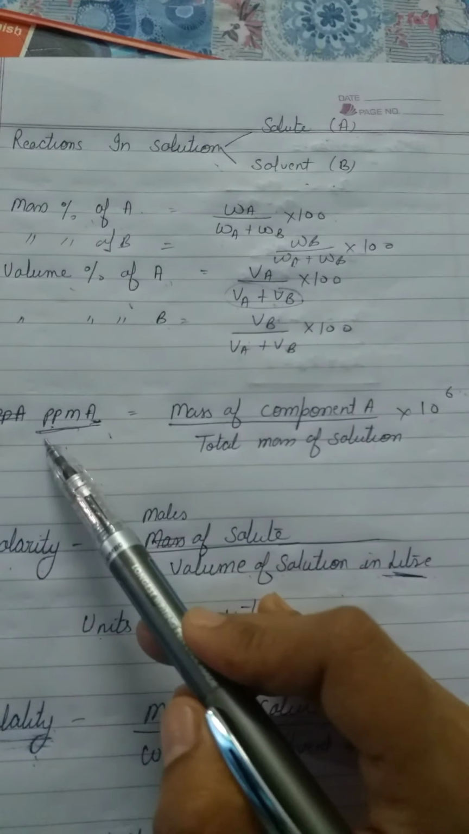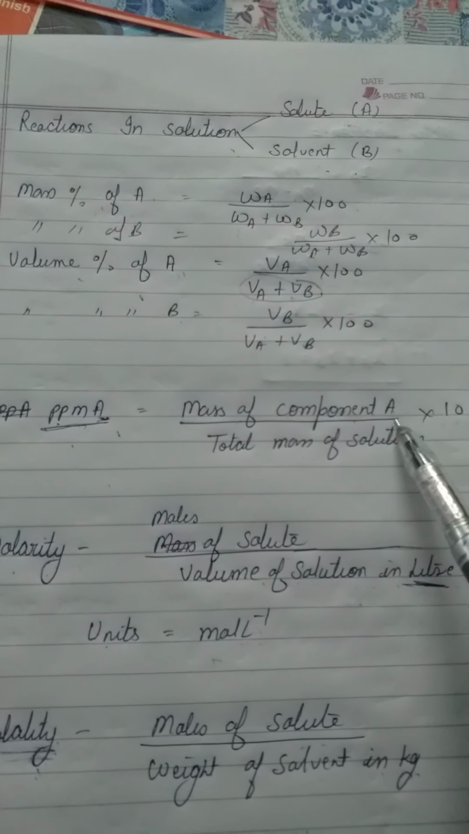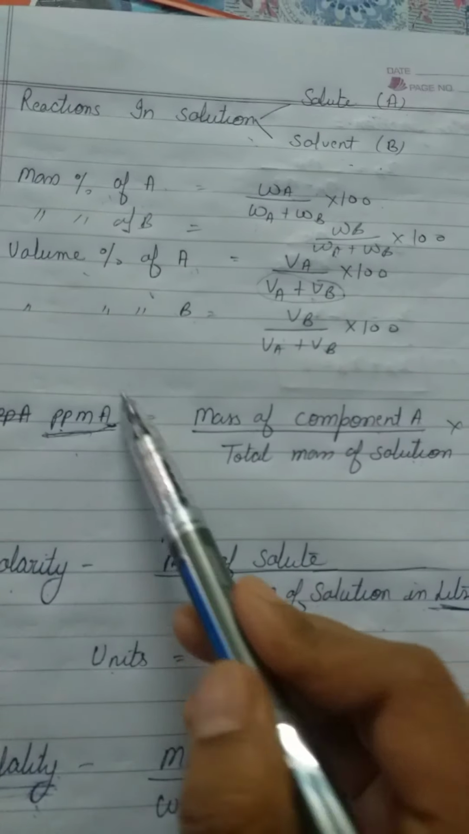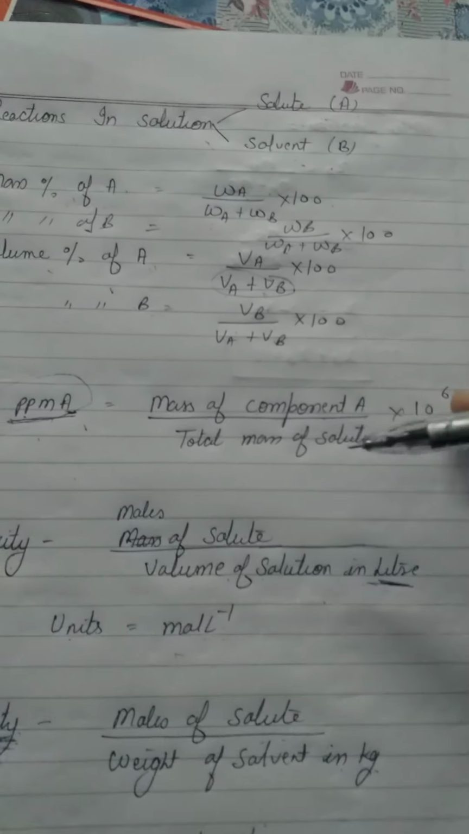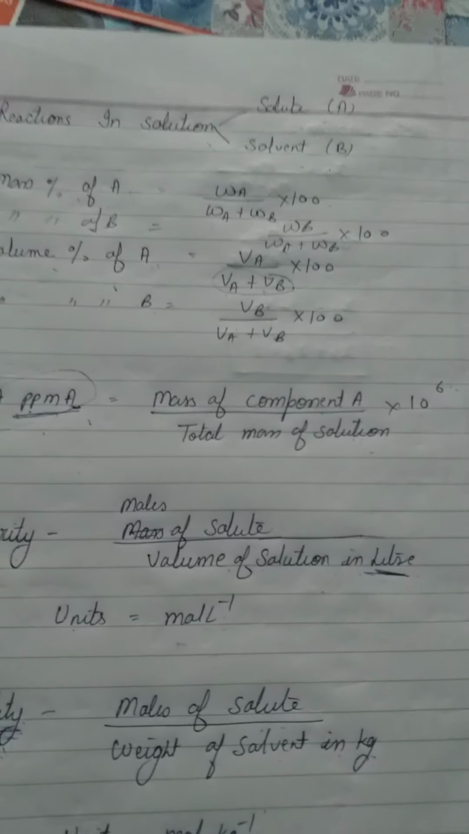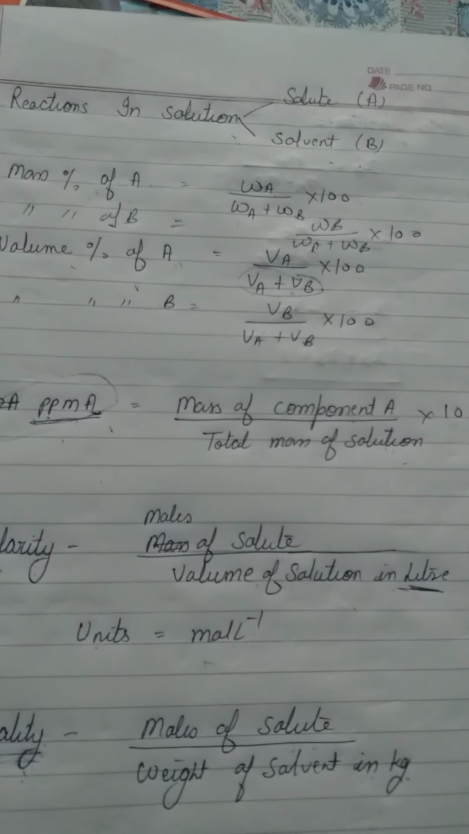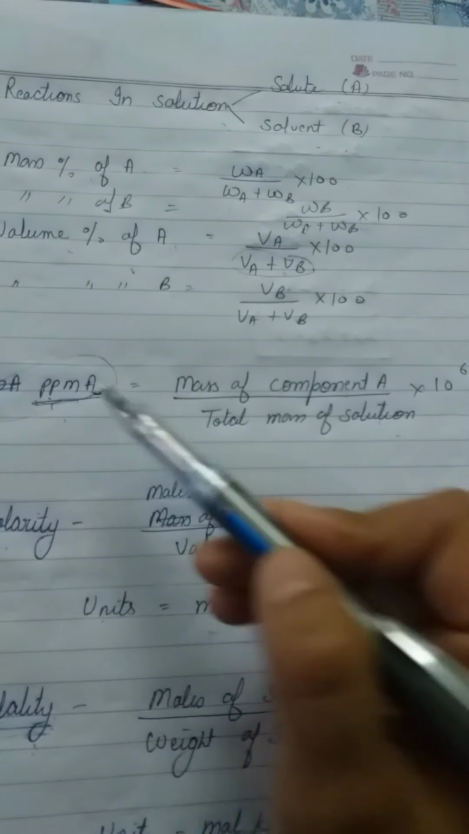Next is ppm, that is parts per million. In this, the mass of component A upon total mass of the solution times 10 to the power 6. Now where is this term used? Like if we have to find out the pollution in air, because our solution is limitless, or we have to find out the concentration of salt in sea water, because our solution is in unlimited amount. So in those cases we will use the ppm unit.